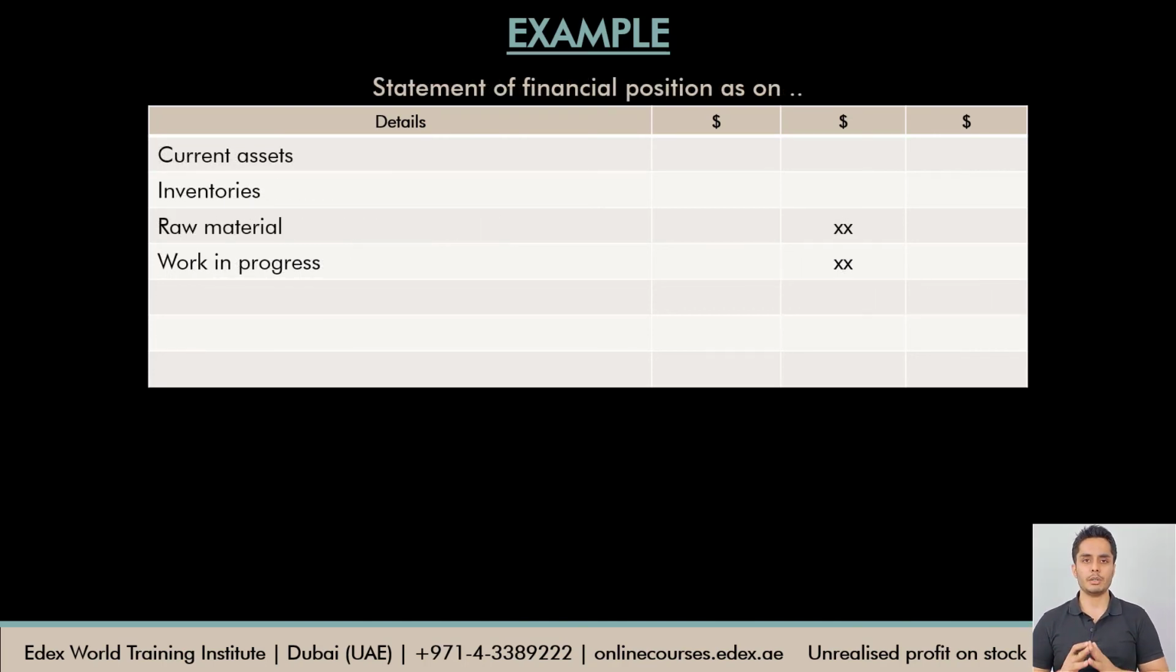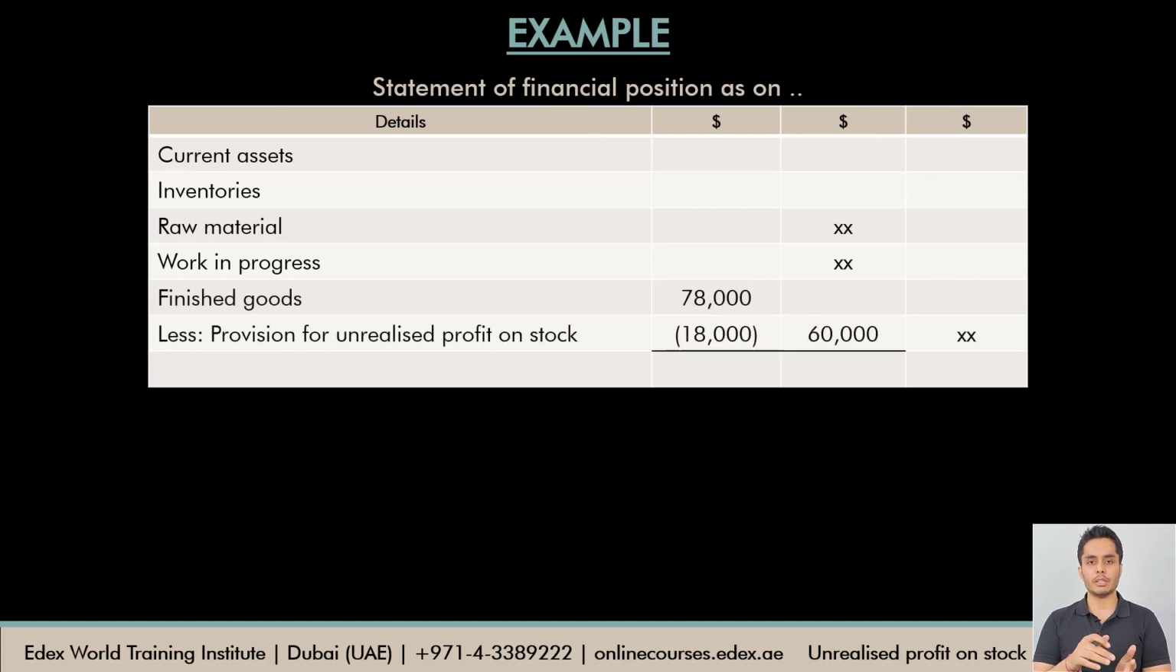Presentation in the balance sheet is simple. We are only doing the inventories part. Under that, raw materials and work in progress will not change. Whatever values have been given at cost, just record that. Finished goods will be recorded at transfer price. Obviously, transfer price would be given 78,000, but we need to deduct our unrealized profit that is included in that closing stock, 18,000, to arrive at the cost of production, which is 60,000, and that should be shown in the balance sheet so that the current assets are not overstated.